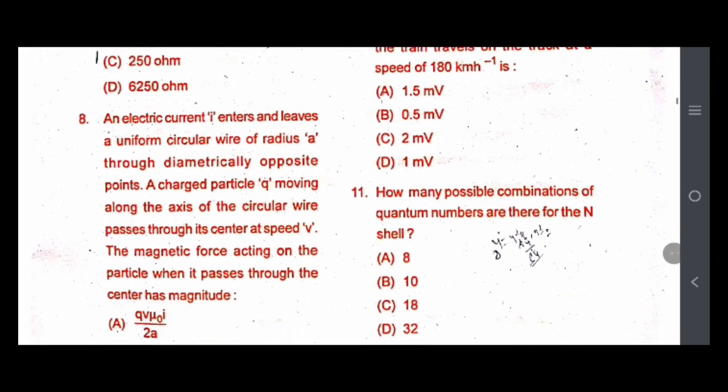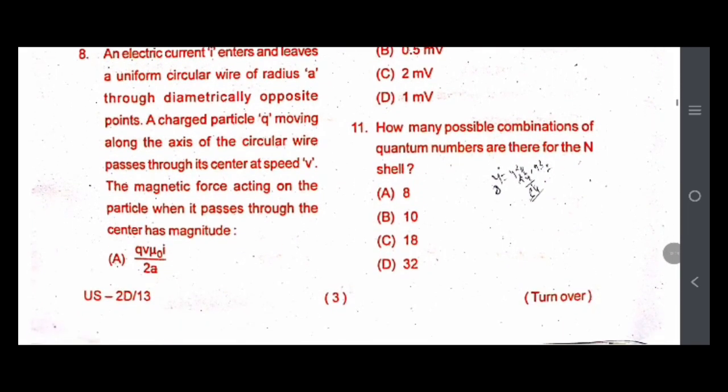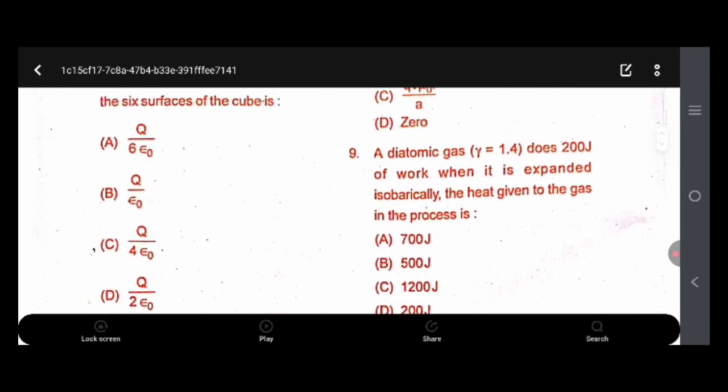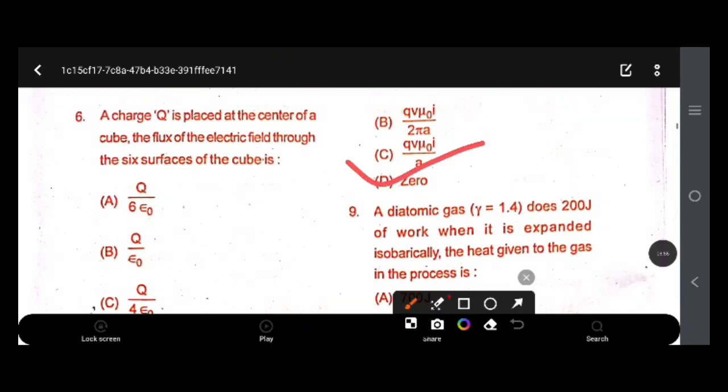An electric current I enters and leaves a uniform circular wire of radius a through diametrically opposite points. A charged particle q moving along the axis of the circular wire passes through its center at speed v. The magnetic force acting on the particle when it passes through the center has magnitude, correct answer is option D, 0.